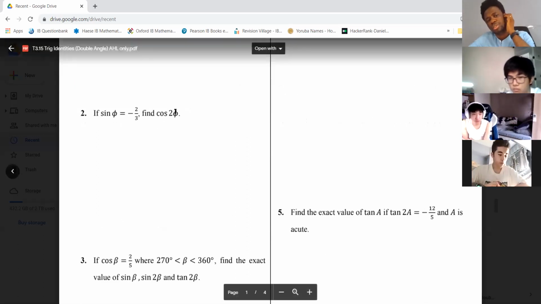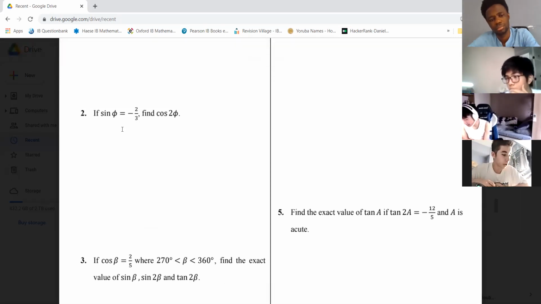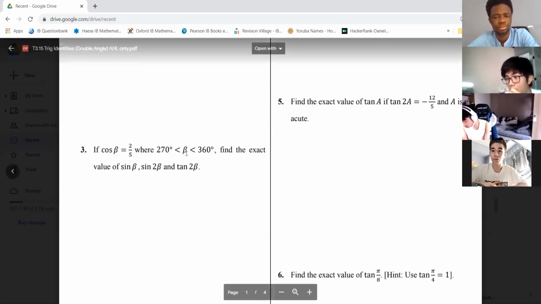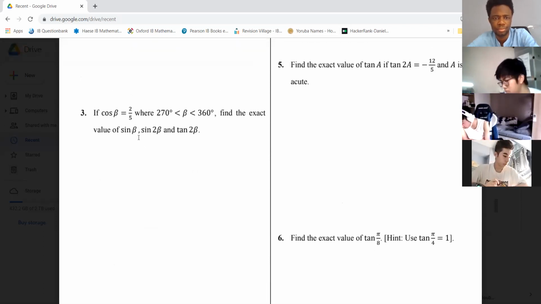And this one, we use 1 minus 2 sine squared to solve it. Yeah. And this one? For the sine beta part, we use sine squared beta plus cos squared beta equals 1. Is your answer positive or negative?